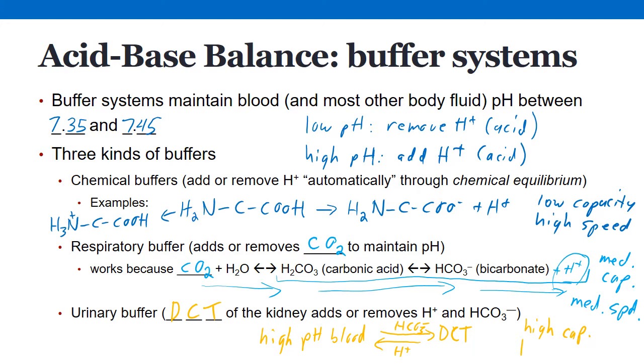But it has a very low speed because it takes hours for all of the blood in the body to circulate through the kidneys. Chemical buffers, again, work on a time scale of seconds, respiratory on a time scale of minutes, urinary buffer works on a time scale of hours, but it's a more permanent solution to the problem.